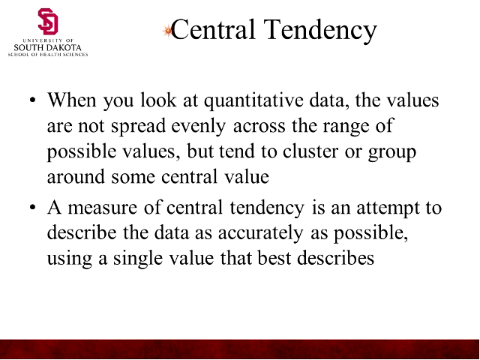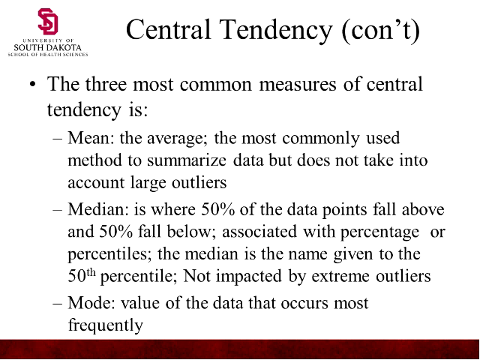Now, central tendency is when you look at quantitative data, that is the numerical data. The values are not spread evenly across the range of possible values, but tend to cluster or group around some central value. A measure of central tendency is an attempt to describe the data as accurately as possible using a single value, so it says it's all in one central area, so to speak. The three most common measures of central tendency are mean, median, and mode, and you'd be surprised how people mix them up. The mean is the average.